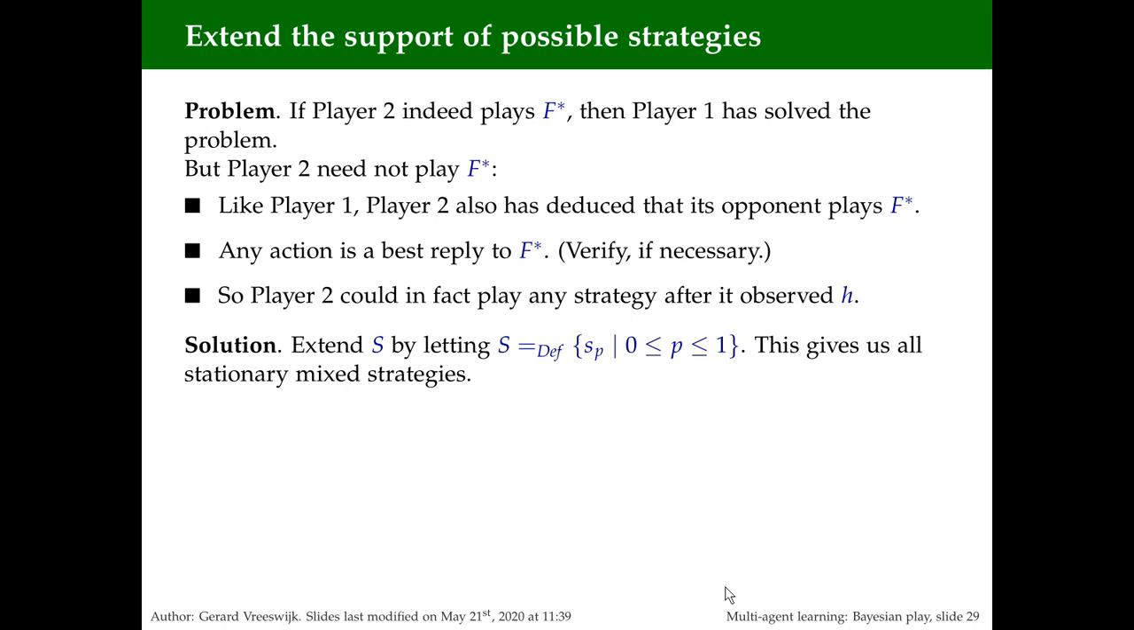Now the solution may be to extend the set of hypothesized reply rules by an uncountably infinite set of all stationary mixed strategies. So play 10% left all the time, or play 5% left all the time, or play 0.11111% left all the time. So these are uncountably many reply rules, and this is a larger pool to choose from, and capital F star is an element of this pool.